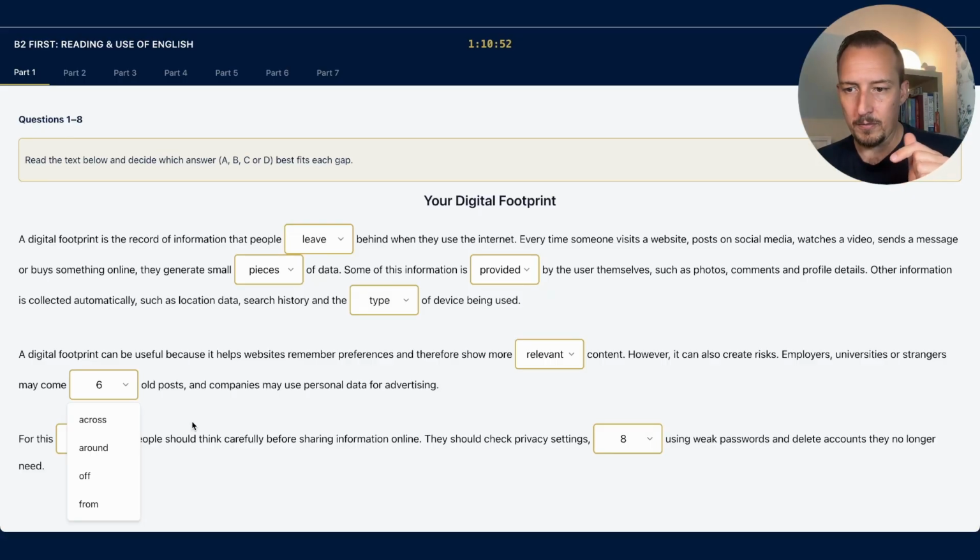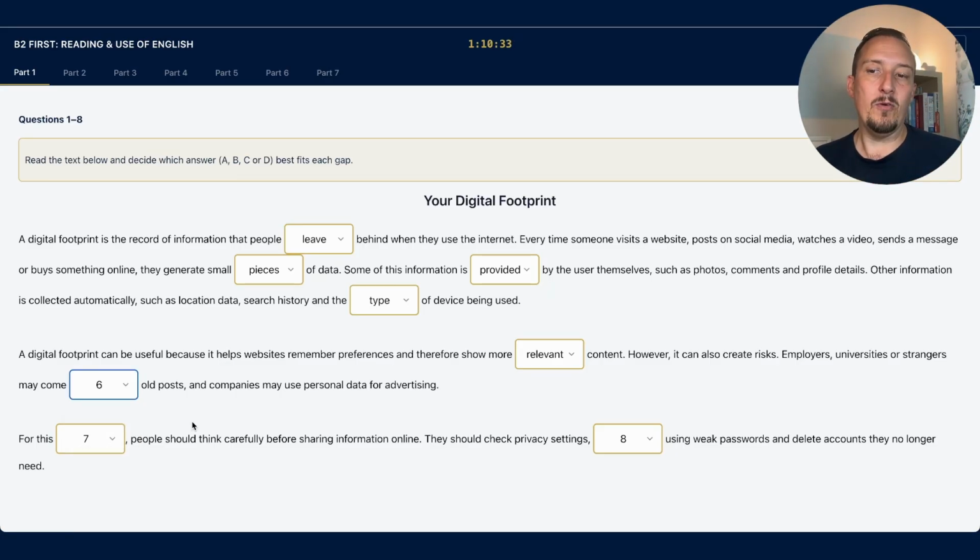Across, around, off, from. Okay, all of these work with come. So come across, come around, come off, and come from. What it's actually looking for, or the meaning of this sentence, is to find. So employers, universities, or strangers may find old posts and companies.